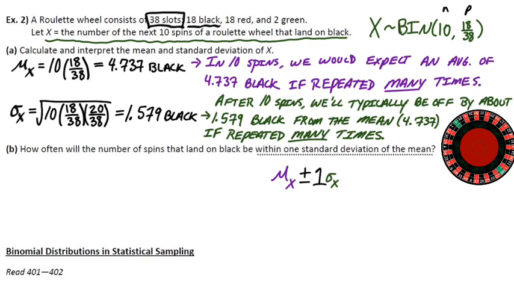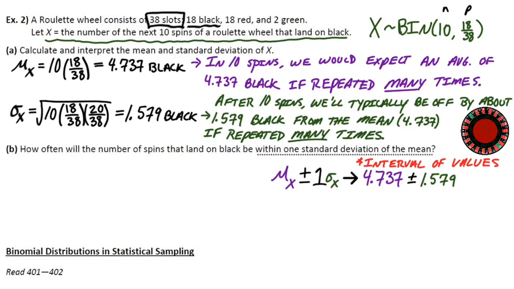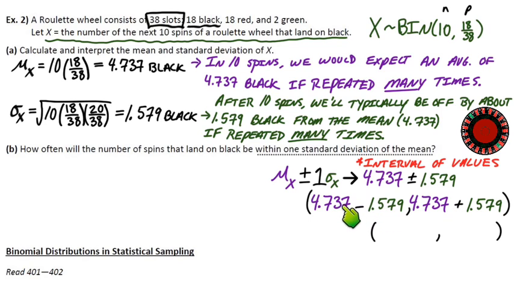So we have the values for the mean and the standard deviation. We can start with the mean is 4.737 plus or minus 1.579, which was our standard deviation. So we're actually going to get an interval of values. If we take the mean plus 1 standard deviation, that's our upper bound. And if we take the mean minus 1 standard deviation, that's our lower bound, which leaves us with 6.316 for the upper bound and 3.158 for the lower bound.